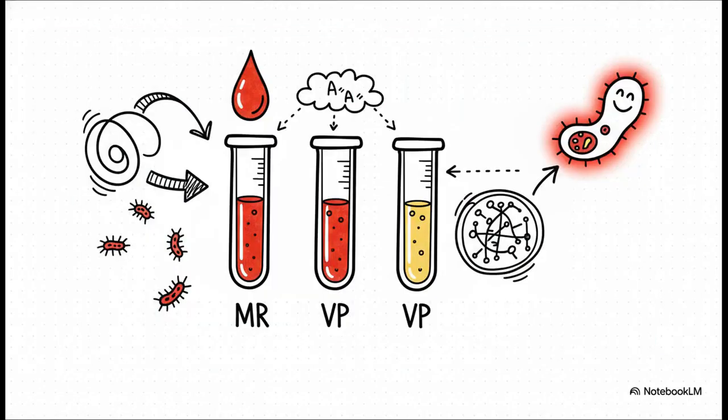And here it is, the final confession. After adding the right chemicals to each of those tubes, a red color means a positive result. If you see red in the MR tube, that confirms mixed acid fermentation. Red in the VP tube, that confirms acetoin production. The suspect has just revealed its specific MO.